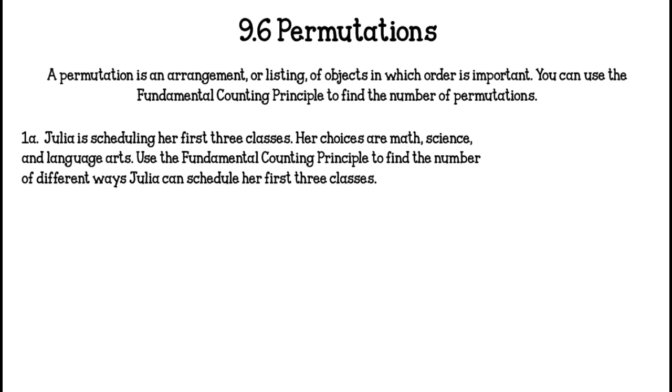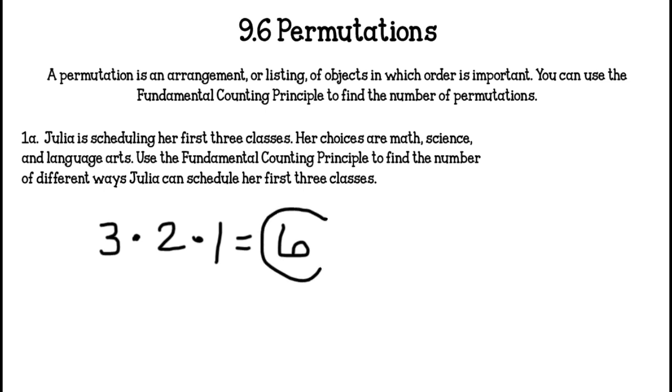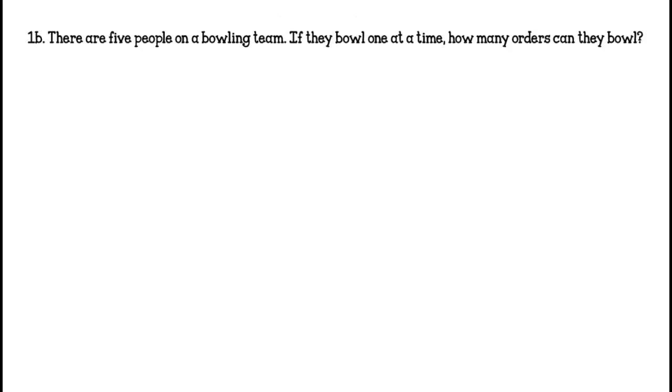So, for the first class, she has 3 options: math, science, or language arts. For the second class, she has 2 options. And for the third class, she has 1. So you take 3 times 2 times 1, and there are 6 different ways she can schedule her first 3 classes. So you circle it, and that's your answer.